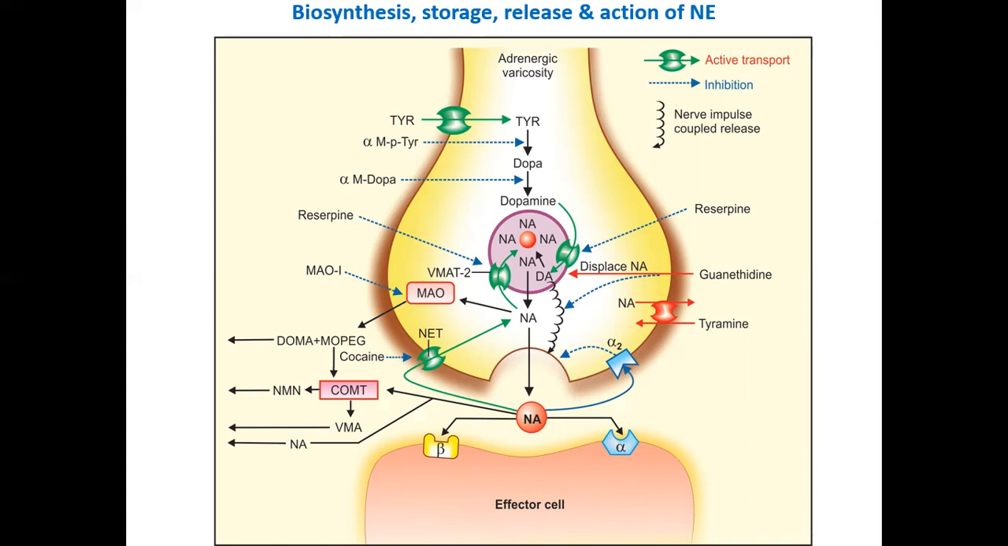And this dopamine, stored in the vesicle membrane, gets converted to norepinephrine, carried out by an enzyme called dopamine beta hydroxylase. So this is how norepinephrine is synthesized. It is synthesized from tyrosine.